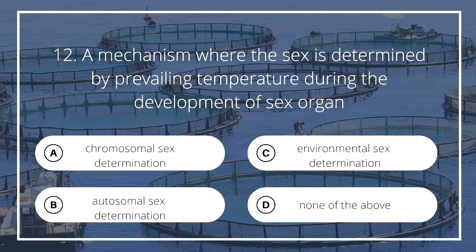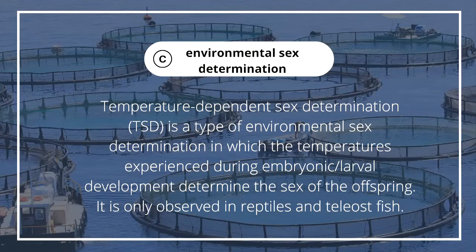Number 12. A mechanism where the sex is determined by prevailing temperature during the development of sex organs. A. Chromosomal sex determination. B. Autosomal sex determination. C. Environmental sex determination. D. None of the above. Answer: Environmental sex determination. Temperature-dependent sex determination, or TSD, is a type of environmental sex determination in which the temperatures experienced during embryonic or larval development determine the sex of the offspring. It is only observed in reptiles and teleost fish.